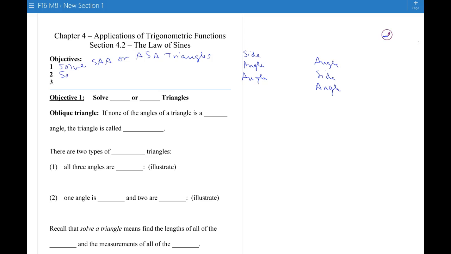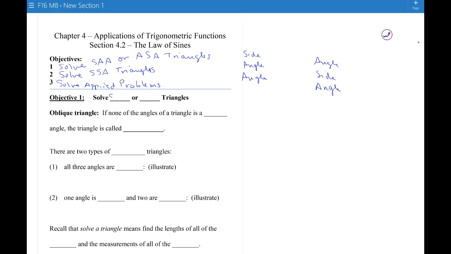So objective 2 is a little different. We're going to solve SSA triangles, and your approach needs to be different for those. So that's why this is separated into 2 objectives. And then there's tons of applied problems we can use the law of sines for. And in fact, you'll see some of the right triangle problems we've already done. The law of sines makes them easier.